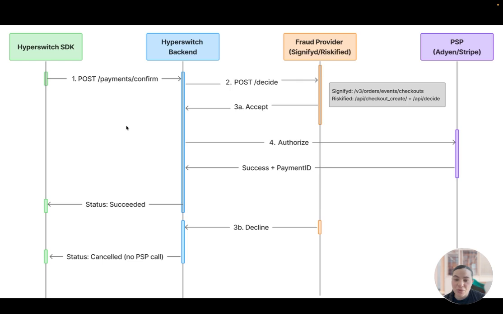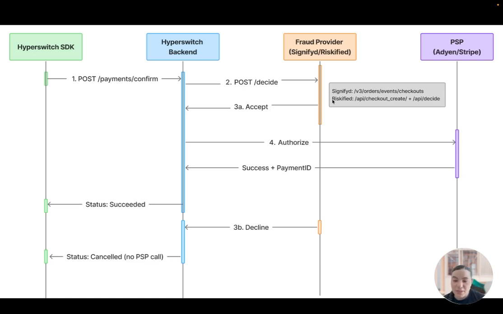Let's trace one payment through the whole flow start to finish. Step 1. The customer checks out and the Hyperswitch SDK sends the payment to the Hyperswitch backend with a POST to payments confirm. At this point, nothing has touched the PSP yet. Step 2. Because this gateway is configured for pre-auth FRM, the backend calls the fraud provider first, before anything else. For Signifyd, that's a POST to v3 orders events checkouts. For Riskified, it's api checkout create followed by api decide. Either way, Hyperswitch sends over the full order context and waits for a decision.